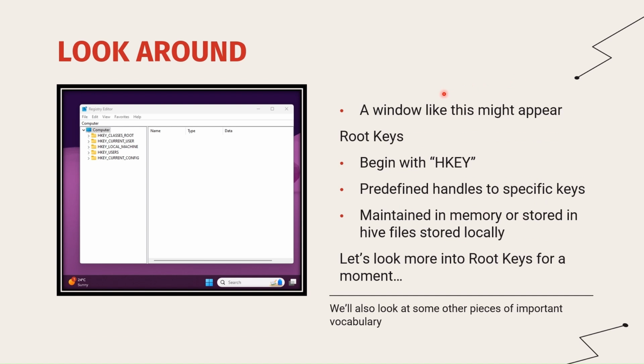The first thing you might notice are folders that say HKEY and then some other words. These are root keys, and they act as handles to more specific keys. In fact, that's actually what HKEY stands for: handle of registry keys. And yeah, predefined handles to keys are maintained in memory or stored in hive files, which are stored locally on your computer.